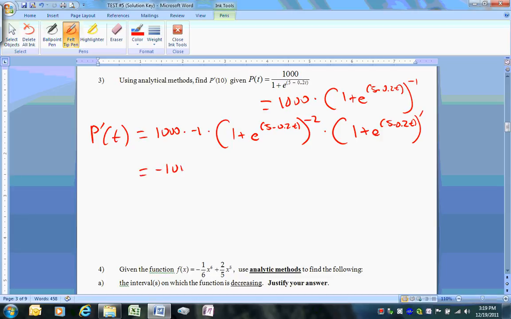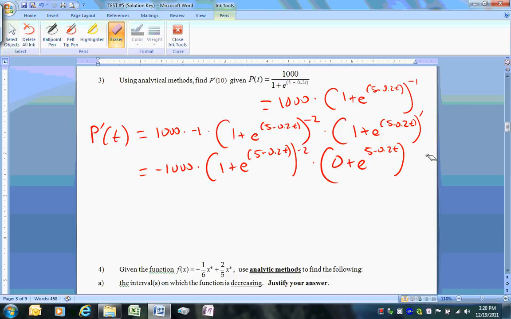So I get negative 1000 times (1 plus e^(5 minus 0.2t)) to the negative 2 power. Then we take the derivative of that. The derivative of 1 is 0, and the derivative of the exponential function is basically itself. But then we also have to use the chain rule, which will just be negative 0.2. Times negative 0.2, because the derivative of 5 minus 0.2t is negative 0.2.